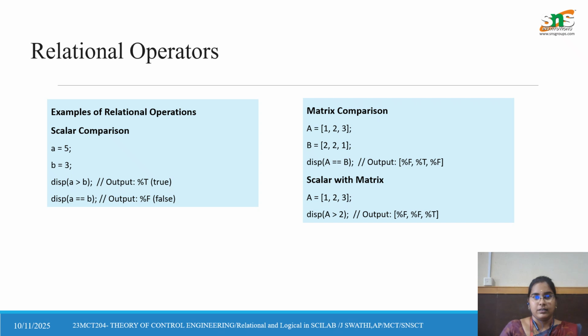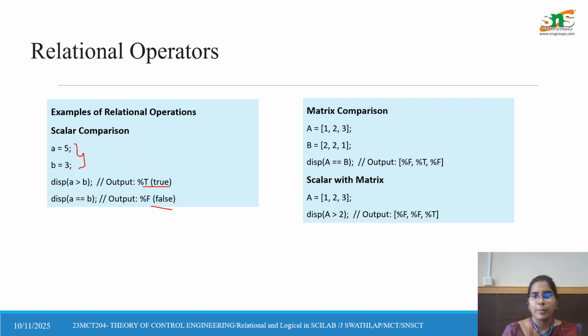Let us discuss basic examples. We have two variables a and b with different values, and I am displaying a greater than b. Here a is compared with b to check whether a is greater than b. The value of a is 5 and b is 3. It compares 5 greater than 3, the condition is true, so it is displayed as true. Next, display a equivalent to b. Here a is 5 and b is 3, it is not equivalent, so the condition is false.